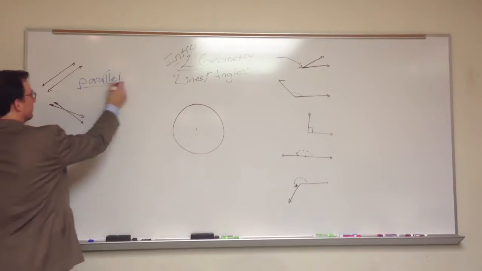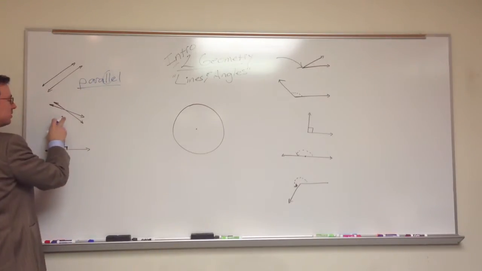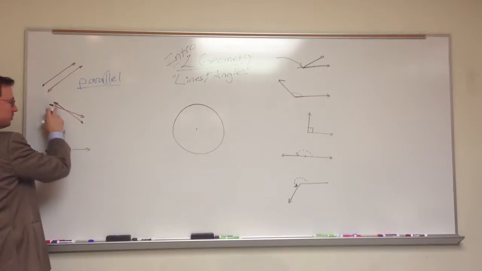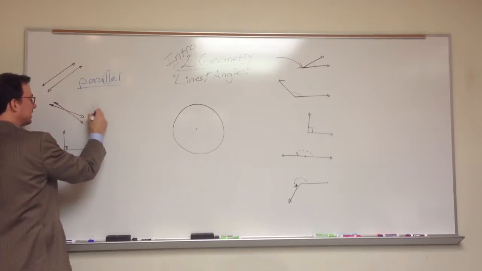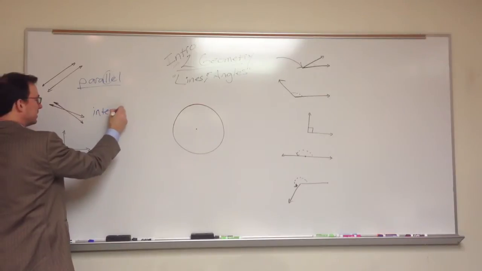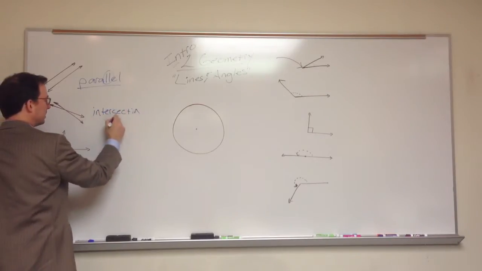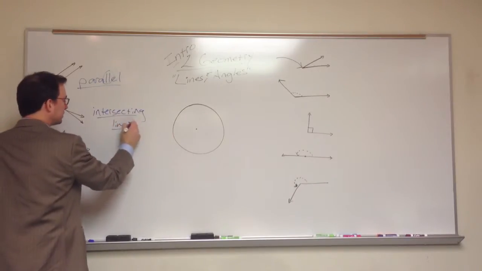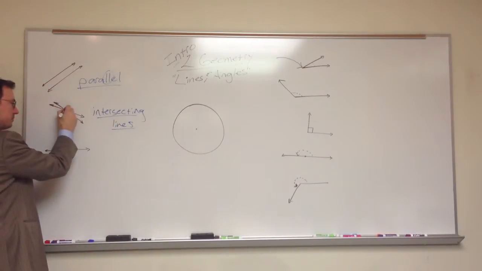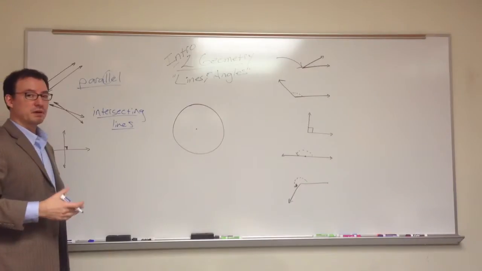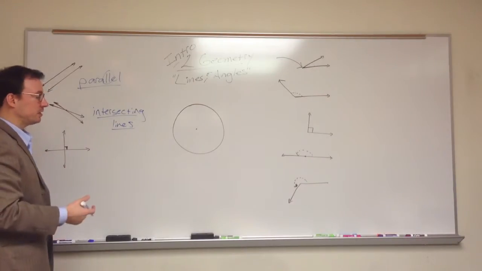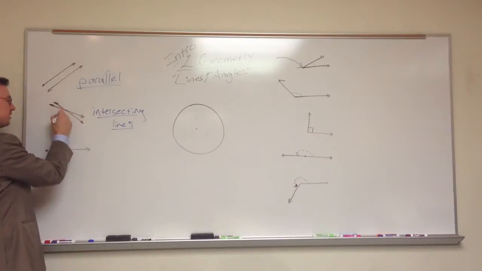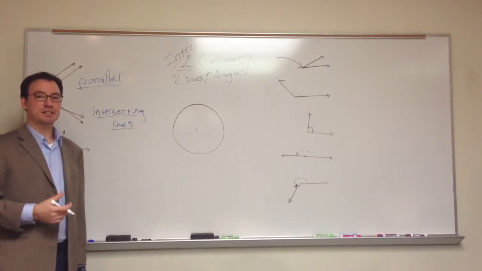Parallel lines. Now, if we have lines here, notice that they cross. So they do cross at a certain point. These are called intersecting lines. These are lines that intersect at a given point. Now, there are lines that intersect forming various angles, which we're going to get to here in a little bit. Various angles, but they're all intersecting lines.